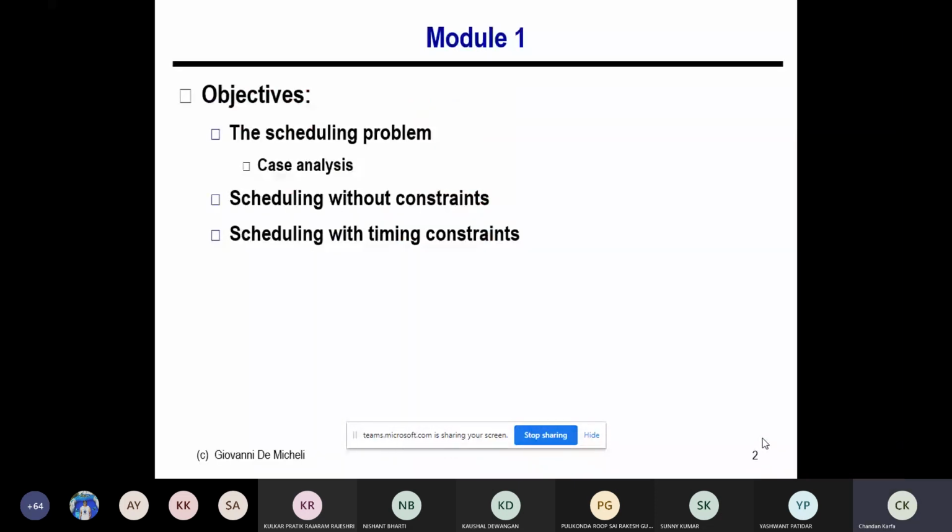So feel free to stop me and ask questions in between whenever you have any doubt. So in today's class, we'll formally define what scheduling is, and then we'll see what kind of scheduling problems we have, and then we'll take one of the types and try to see what solutions we have. Okay.